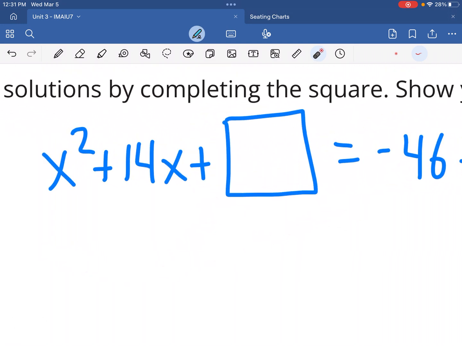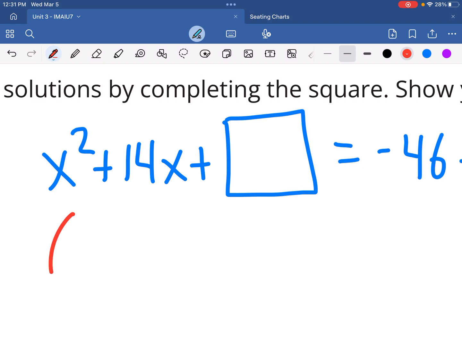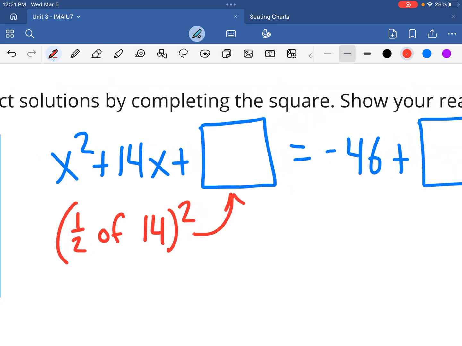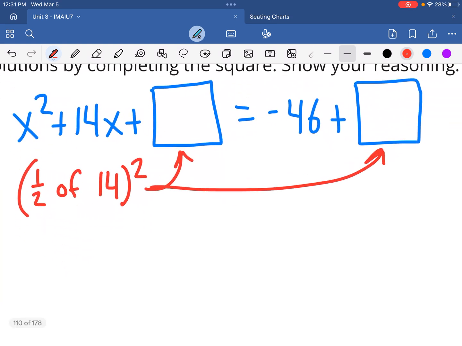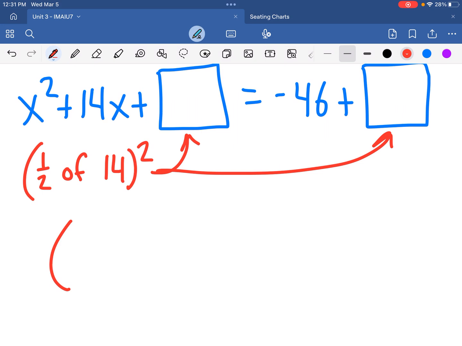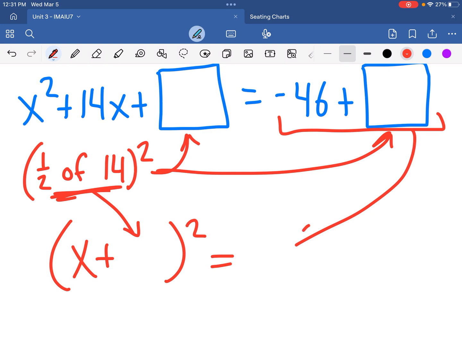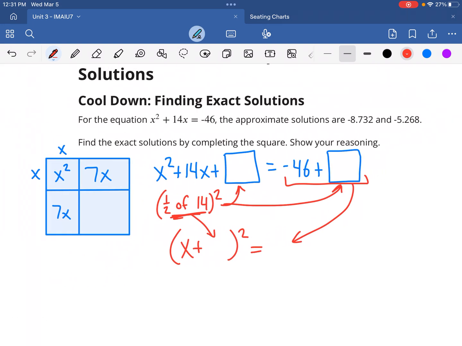Or the other way to do this, just algebraically, without having to draw the whole model, is you're going to take half of 14 squared, and that's what goes here and over here. And then you'll have x plus whatever that half of 14 was equals whatever these two things combined together are. And that's it.